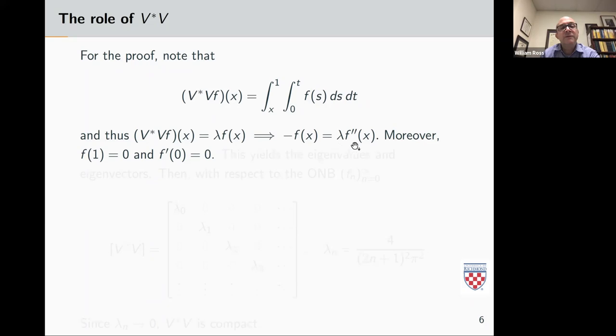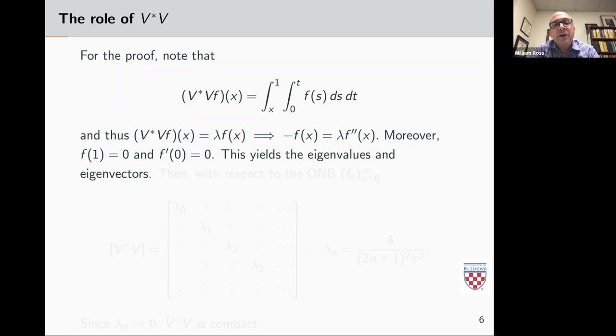All right, so differentiate twice. The minus sign comes from the fact that x is on the bottom. Then a little bit of thought will show that f of 1 is 0 and f prime of 0 is 0. So then you have a second order differential equation and you have some boundary conditions. This will yield the eigenvalues and eigenvectors. I won't go through the sophomore differential equations course.